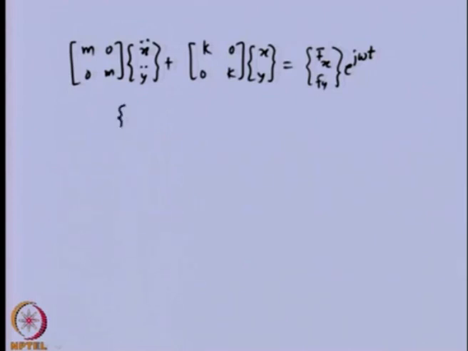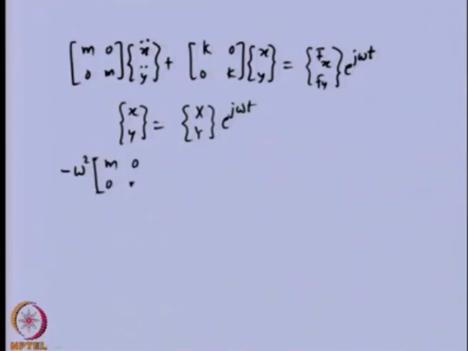If we assume the solution, I am writing the expanded form. If we are assuming the solution in this form, where x and y are complex displacements, we can write the equation of motion with this assumed solution of this form.